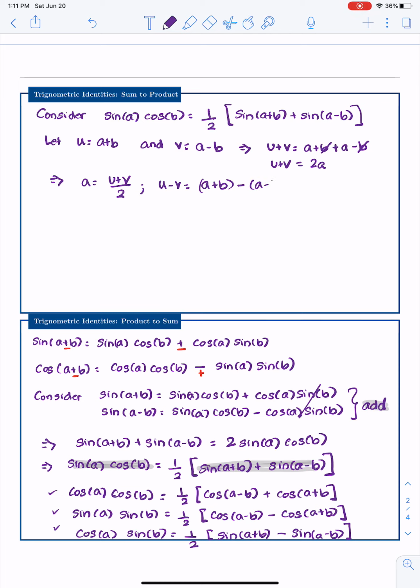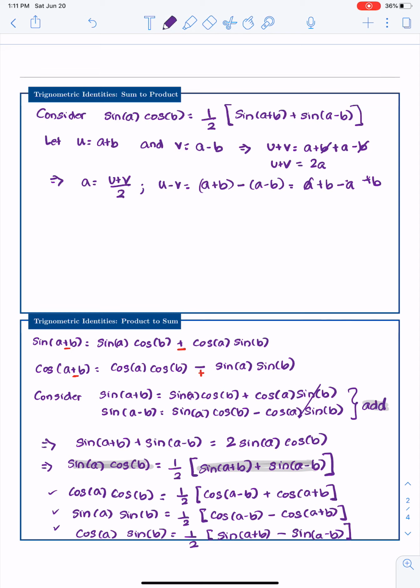minus A minus B, which would simply be A plus B minus A minus B, plus B.